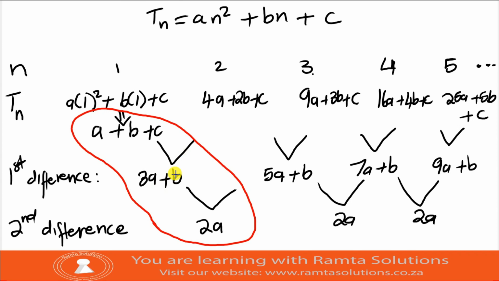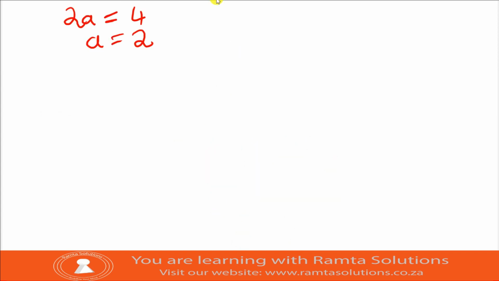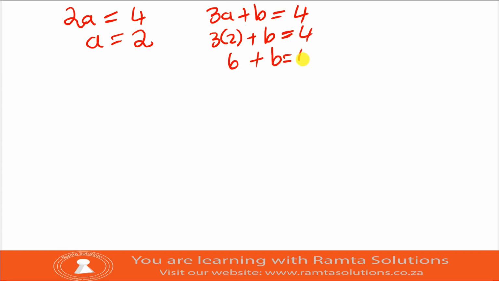Now, we have here, remember, this is the difference between term 2 and term 1. Right? This is 3a plus b. What does it correspond to? It corresponds to 5. So 3a plus b, or maybe let me write it here, 3a plus b equals 4. Already we found a, so this means 3 into 2 plus b equals 4. Now 6 plus b equals 4. Therefore, b equals negative 2.